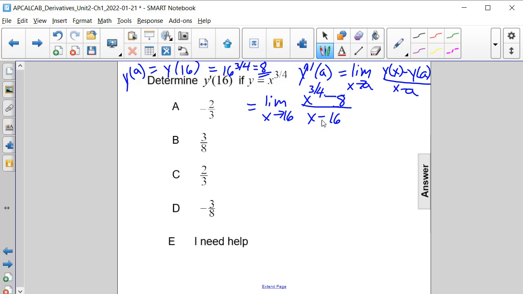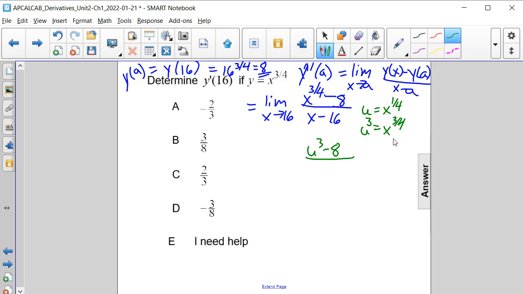Now, this looks really complicated because we have a rational exponent for this x value. So let's actually think about using u-substitution to make it a little bit easier. We can assign u to be equal to x to the 1/4 power. If we do that, then x to the 3/4 power would be equal to u to the 3rd. Well, if I then have u to the 3rd minus 8, oh, that's a difference of cubes. I can actually work with that.